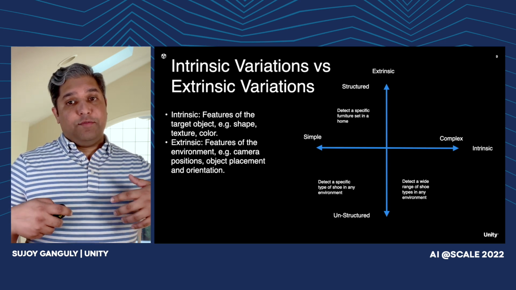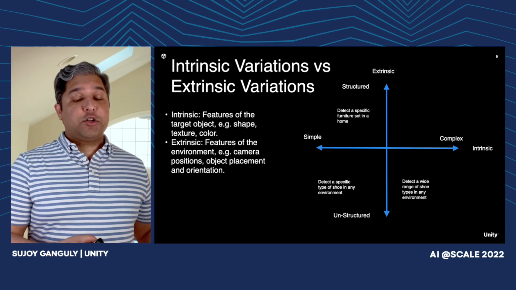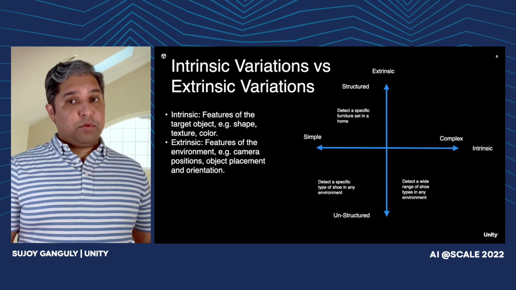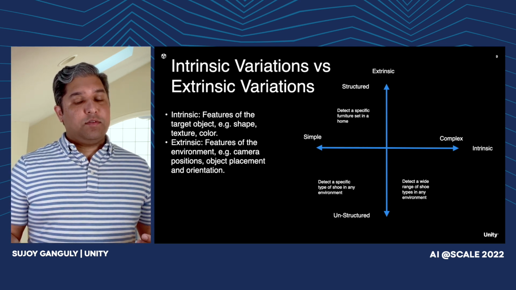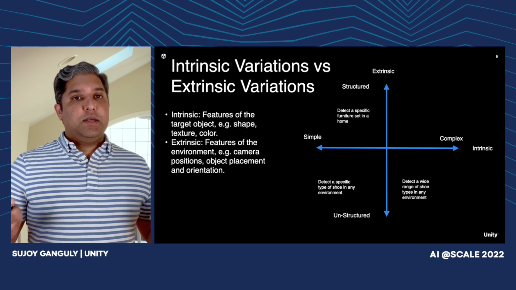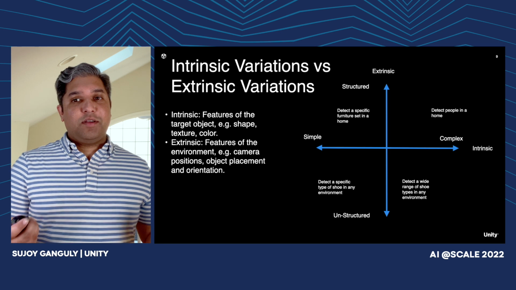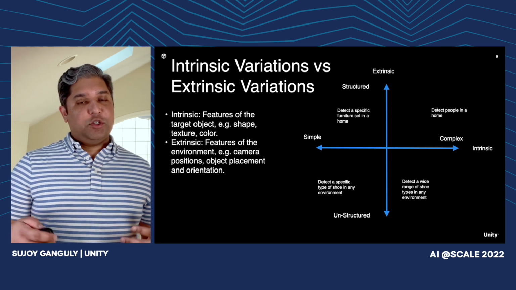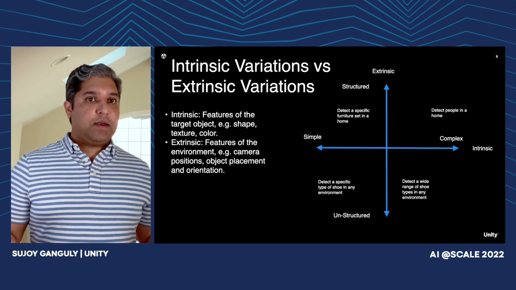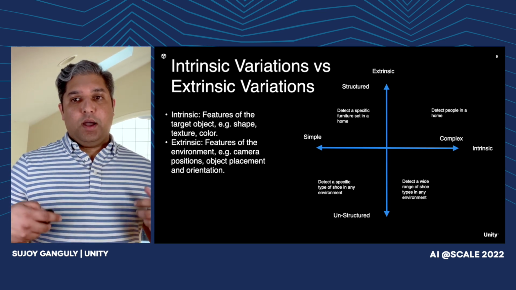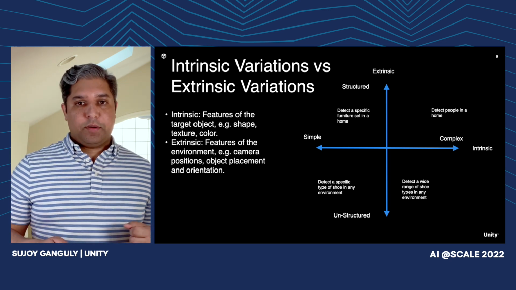Another example would be if you're trying to detect a specific set of furniture. Again, because it's a specific set of furniture, the variations of that furniture are pretty simple. But because it's in a home and because furniture itself is laid out in very structured ways, you need to structure your environment so the extrinsic variations become very structured. And if you're trying to detect a person in a home, sort of the hardest version of the task, you need a very structured environment, the home, and a very complex, rich set of intrinsic variations. In this case, people, their different clothing, hair, skin tones, etc.